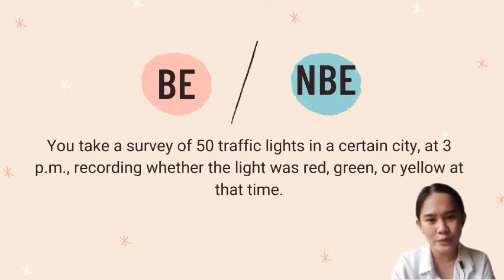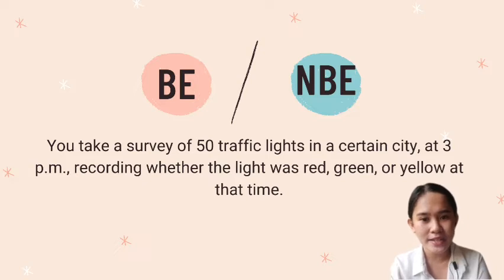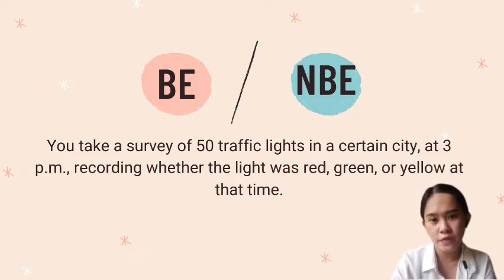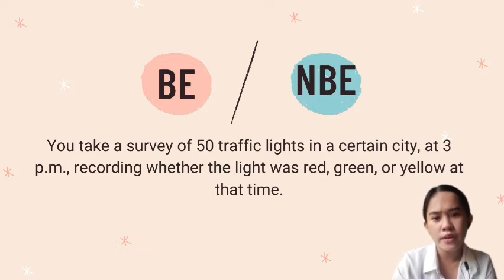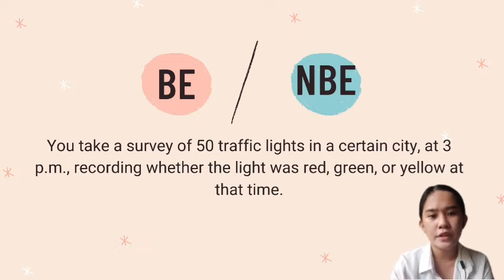Okay, number 2. Our next and last situation. You take a survey of 50 traffic lights in a certain city at 3 p.m., recording whether the light was red, green, or yellow at that time. Okay, your 5 seconds starts now.